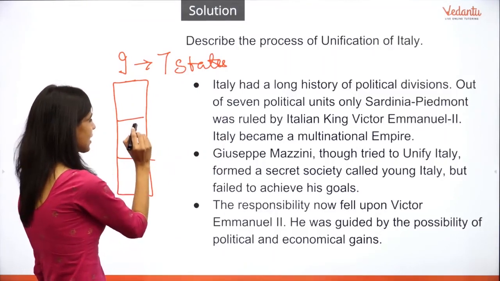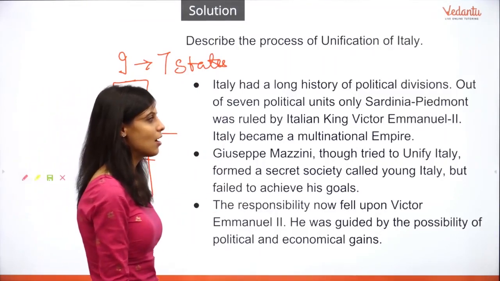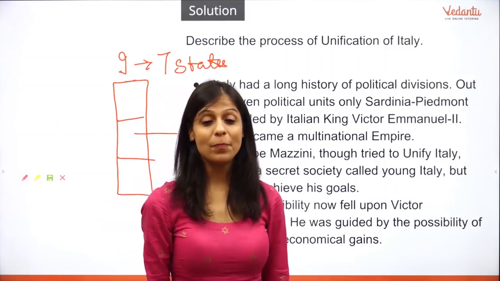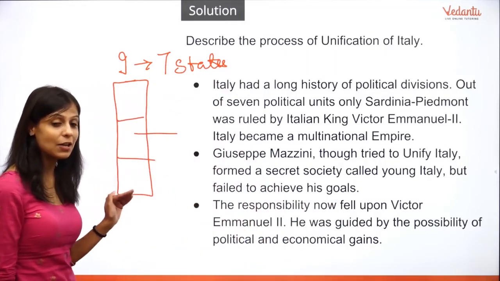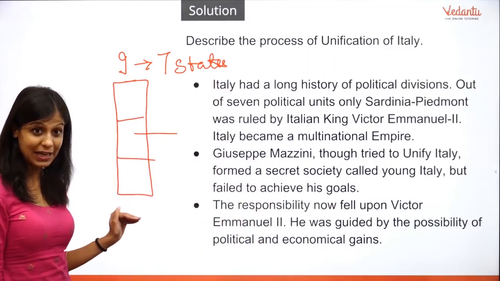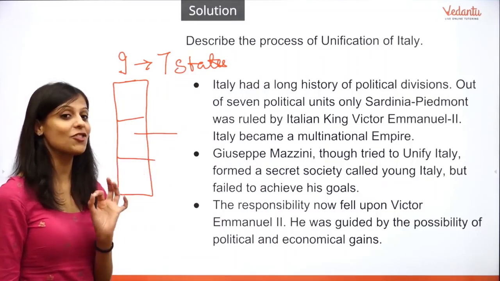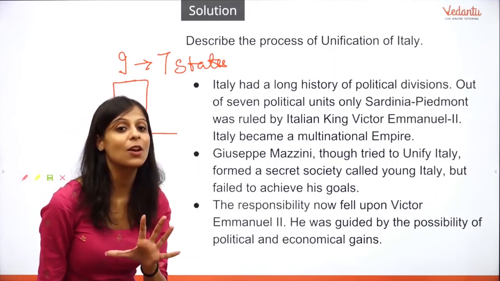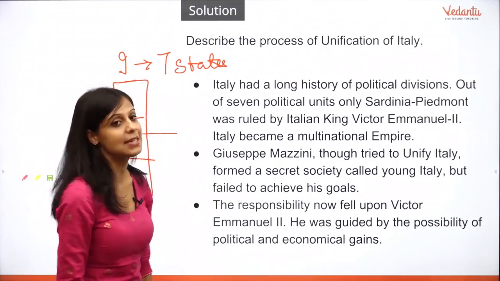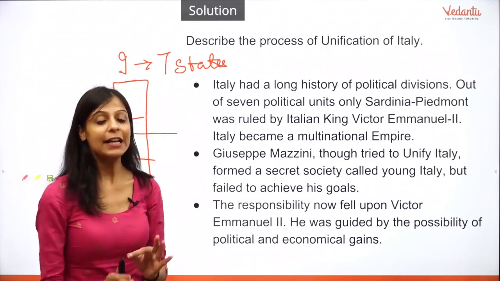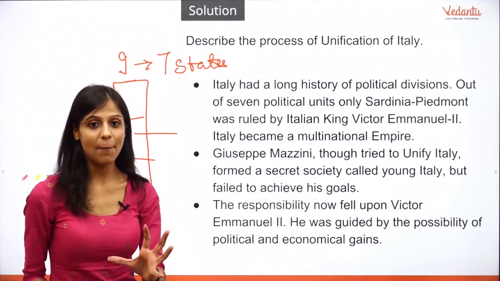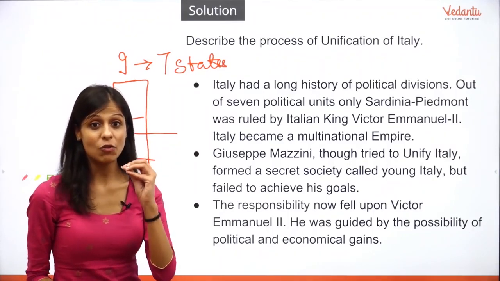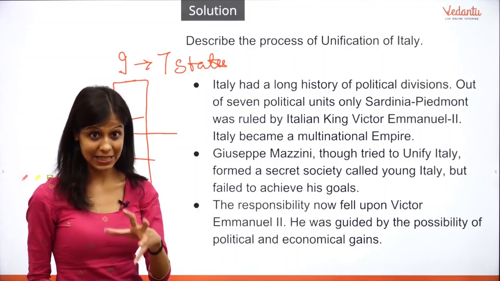chunked into 3 sections. The middle section was ruled by the Pope. The southern section was dominated by Spain, and the topmost section was ruled by the Austrian Habsburg Empire. So this is what I know, and I'm going to mention it right here that this is the division. So apart from Sardinia-Piedmont, that was the only state that was ruled by an Italian state.